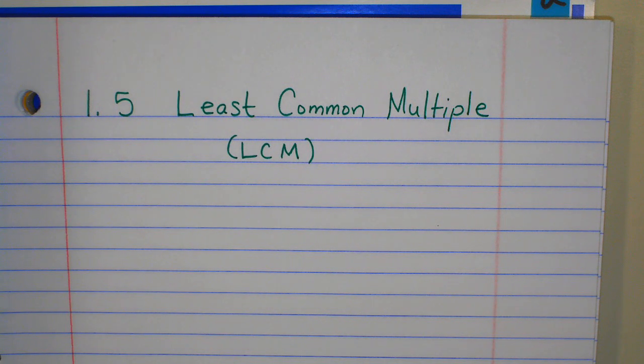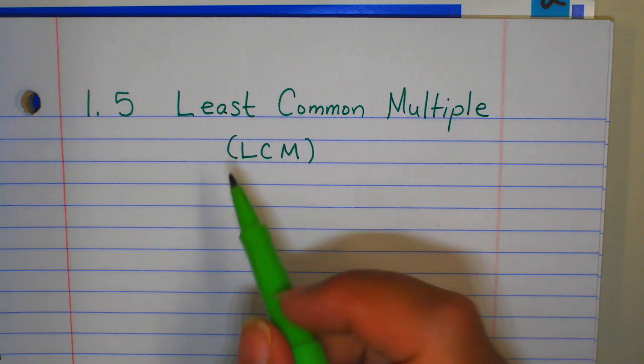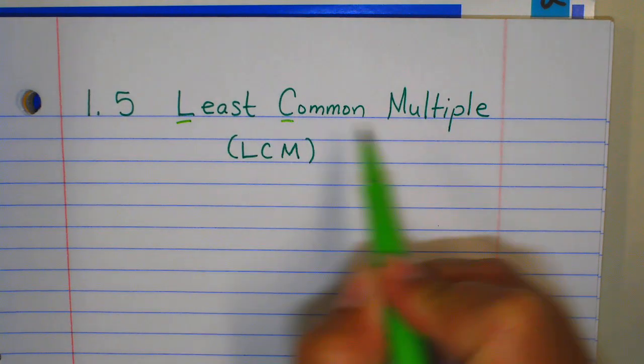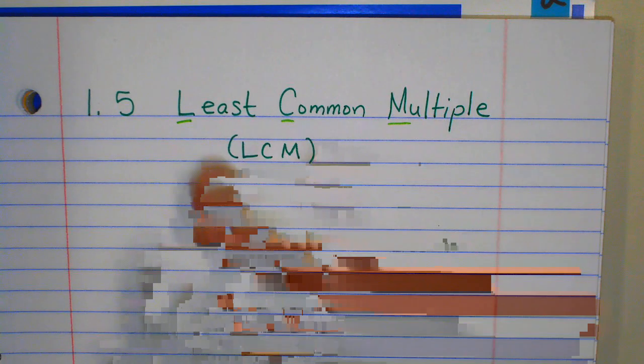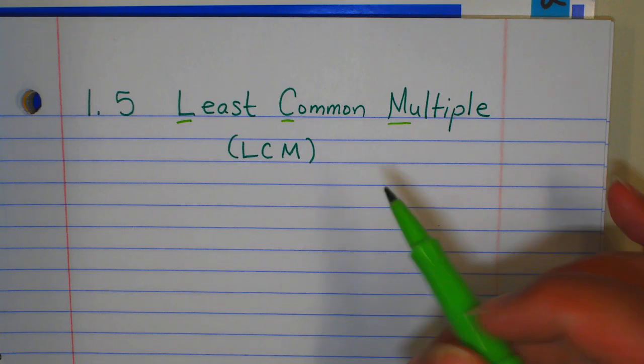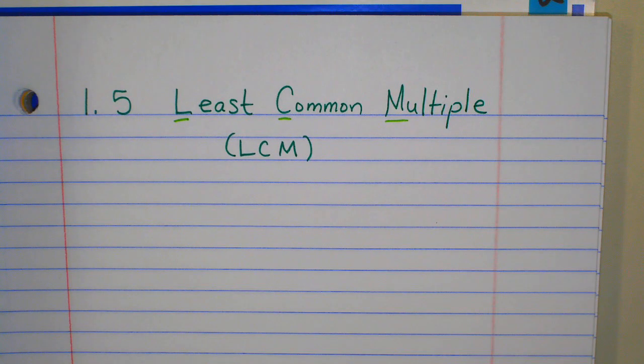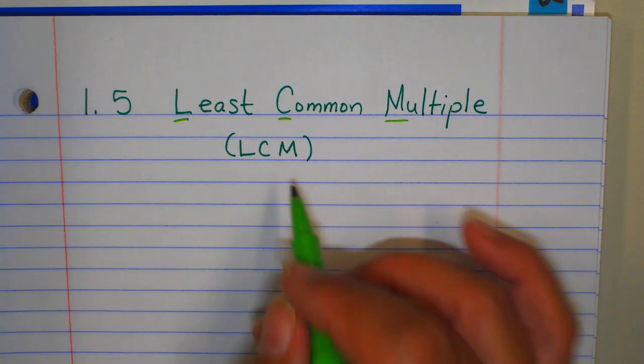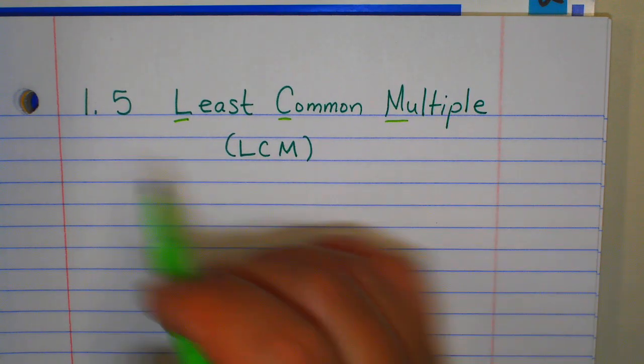In section 1.5, we are going to be talking about something called least common multiple. And just like with greatest common factor and how we shorten that to GCF, we have an abbreviation we use for least common multiple, which is LCM. So if you hear us saying LCM, we are talking about least common multiple.